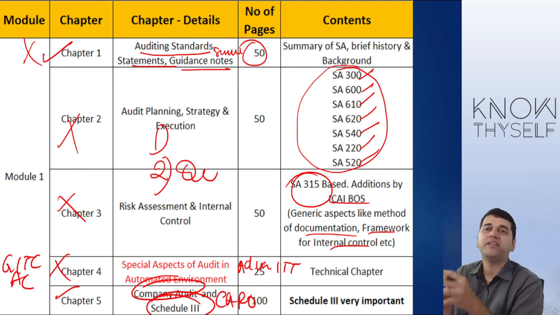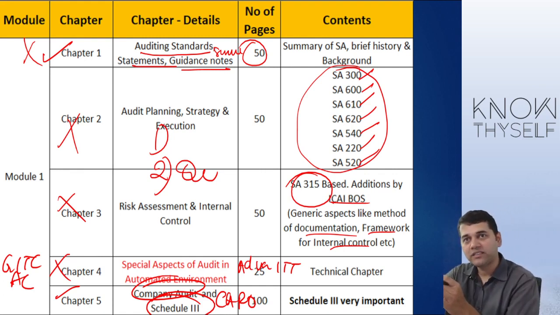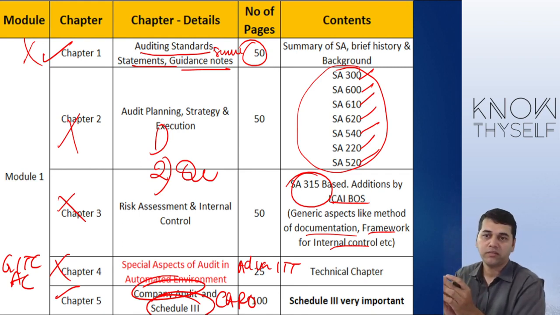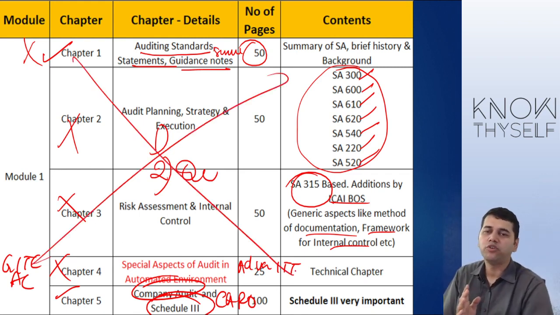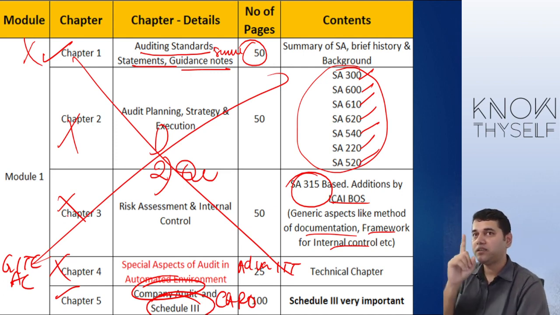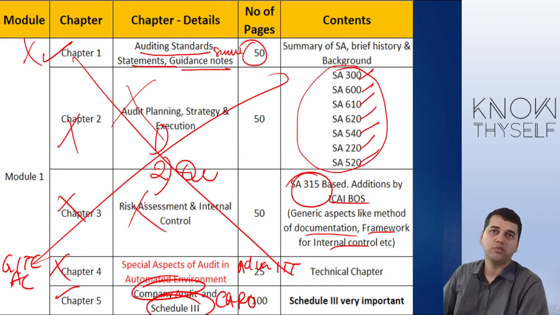So there will be a blend of your Ind AS versus your standards on auditing. Again, none of the chapters we are going to touch. First, begin: if you have not opened the standards, then you will never understand this and you will keep it aside. You say that audit is difficult. Correct, no? You will keep it aside.